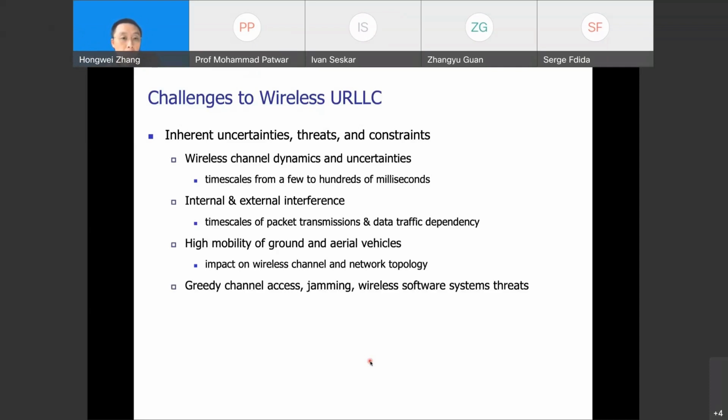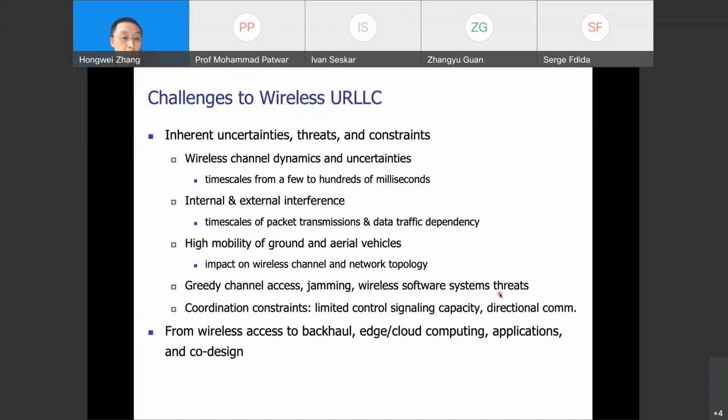challenge the design. And on top of those inherent challenges, you may have greedy or malicious behaviors. And with the softwareization of telecom, there are even more potential threats, right? And then in terms of the communication capacity and the mechanisms we can use to counter these challenges, that's also constrained.